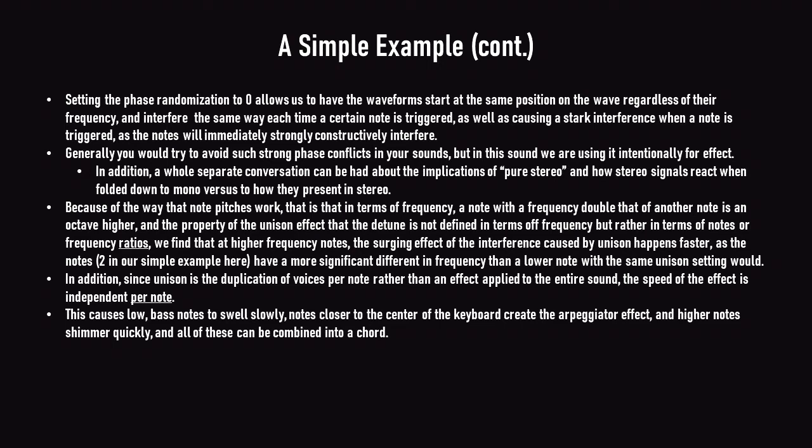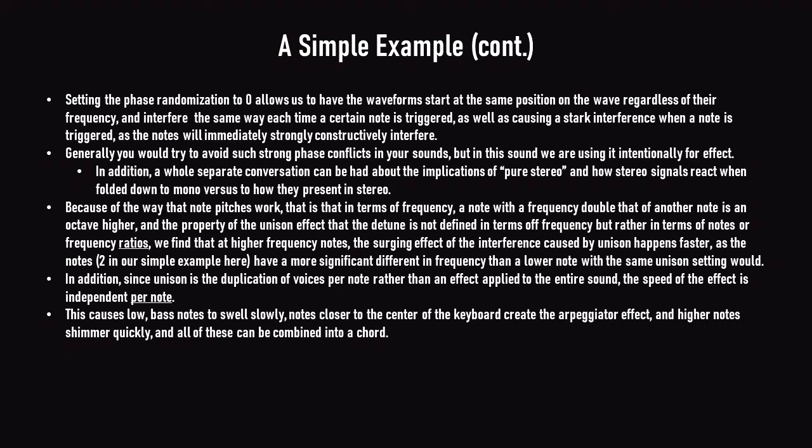Now also note that frequency values do not scale linearly across the keyboard. A note that has a frequency value double that of another note is 1 octave higher than the lower note. In a similar fashion, unison detune is not defined in terms of hertz, but rather in terms of notes or frequency ratios. So what this ends up meaning for us is that notes at different frequencies exhibit the amplitude pulsation effect of this sound at different speeds. Higher pitched notes will have the effect happen faster than lower notes. This is because the frequency difference between voices of a higher register note will be larger than the frequency difference between voices of a lower register note at the same detune settings.